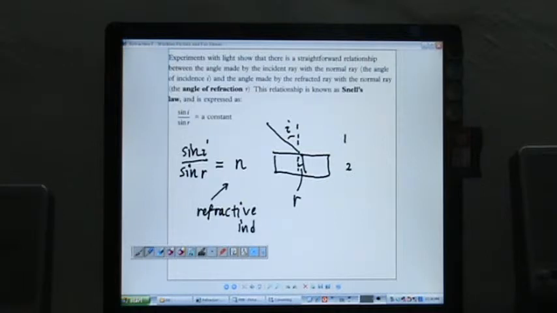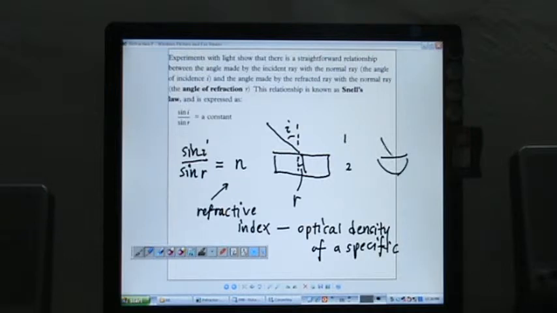Refractive index basically measures the optical density. It is actually comparing the optical density of different media, of a specific medium N. Just now we had a semicircular block, and this semicircular block is one type of material. If this material has a certain value of sine I over sine R, which is constant, that constant is what we call the refractive index.